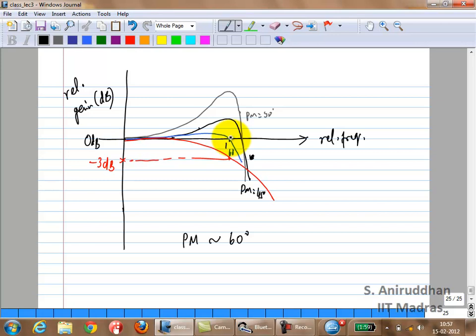Okay? Now obviously, if you keep changing the phase margin, you also have implications on the transient response. Okay, that you can figure out for yourself. I think you've already done transient response for different phase margins, right?